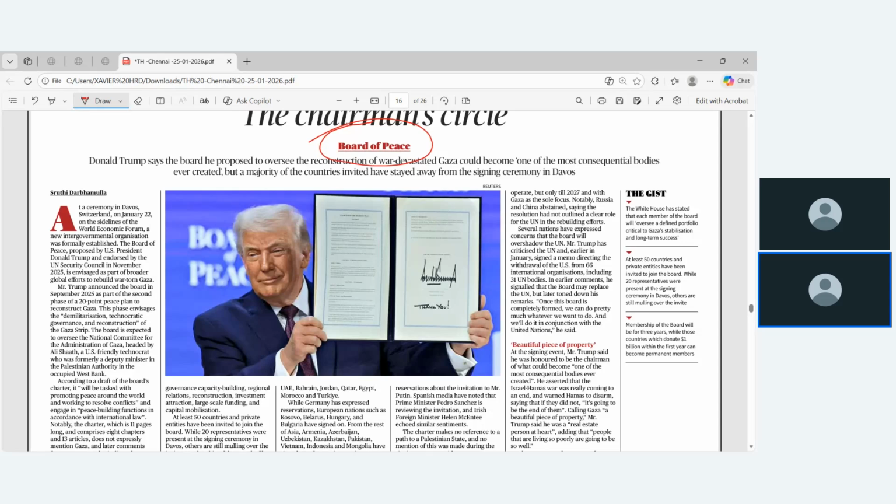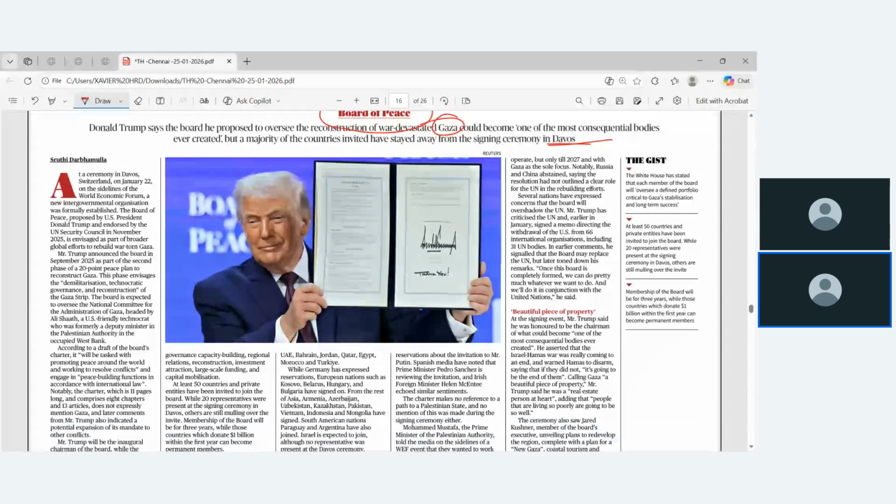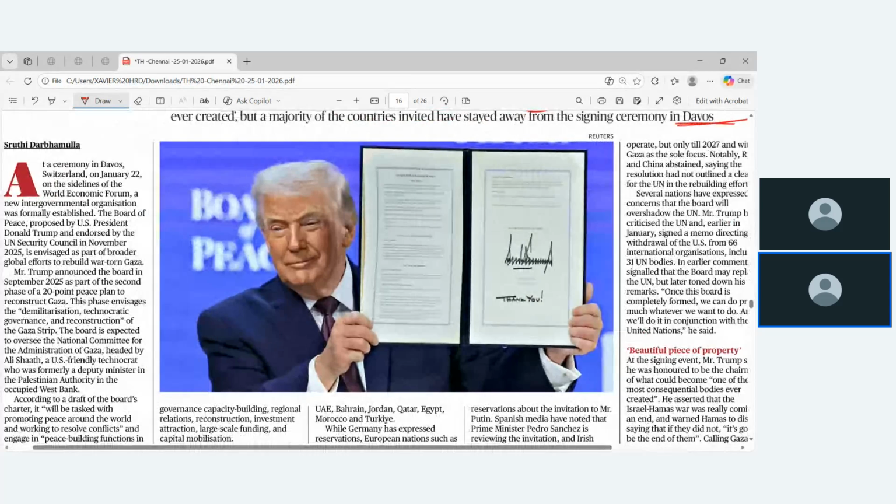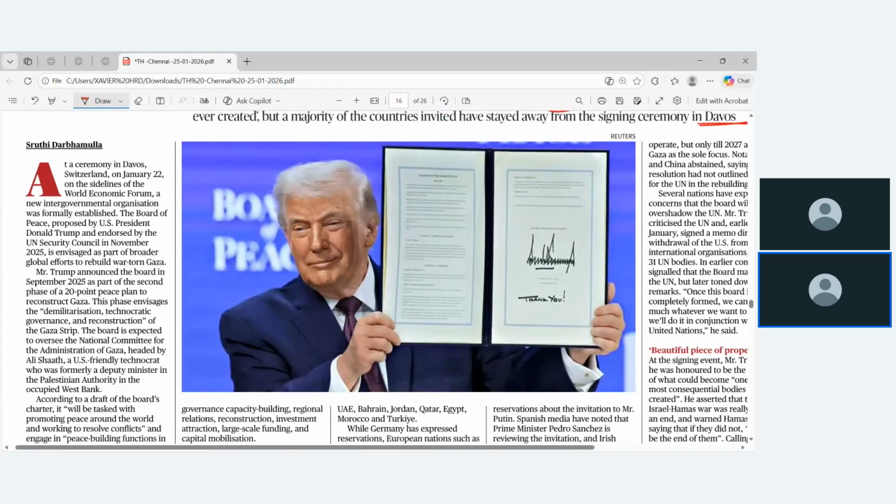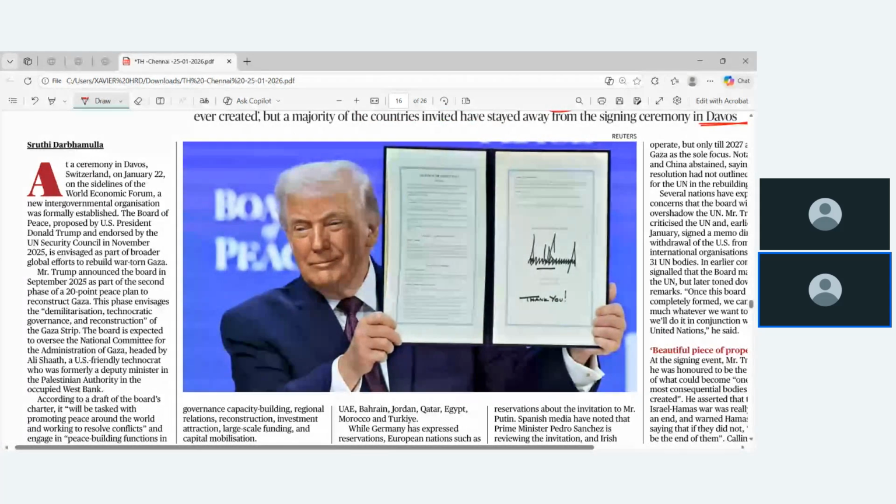He proposed a reconstruction of war-devastated Gaza, done by them only, one of the most consequential bodies ever created, but the majority of the countries invited have stayed away from the signing ceremony in Davos. Let us see what the news is about. In the city of Davos in Switzerland on January 22nd, on the sideline of the World Economic Forum, a new intergovernmental organization was established. What was that new organization? That is the Board of Peace.